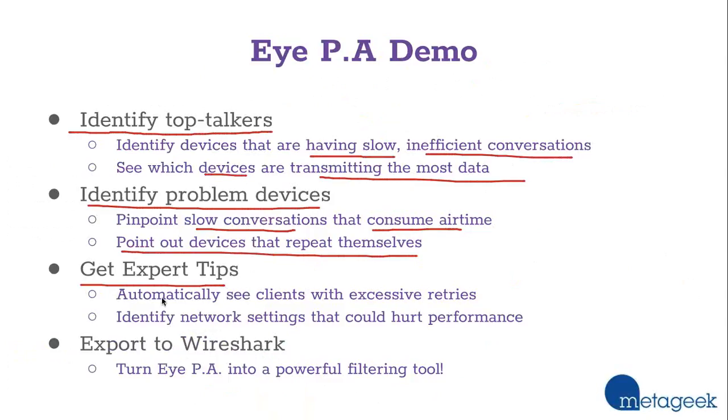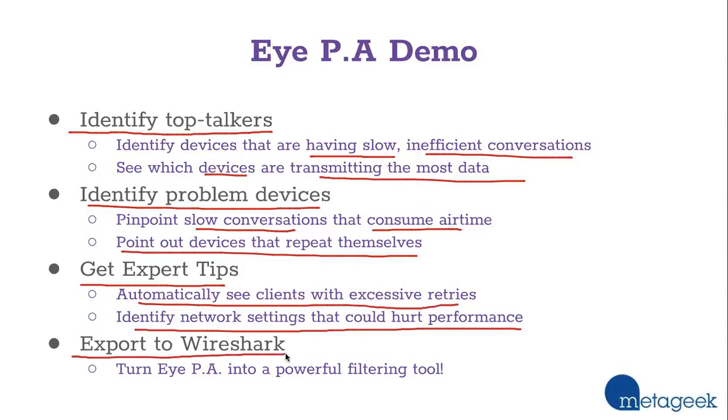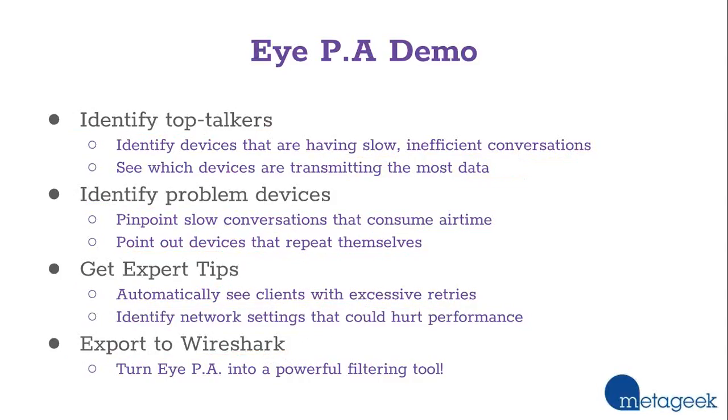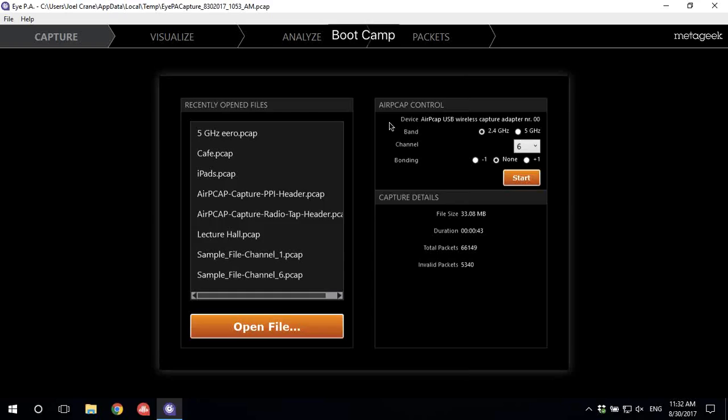It'll give you expert tips so you can automatically see those clients with excessive retries, and you can identify network settings that can hurt performance. You can also export anything to Wireshark. Like we said, we love Wireshark, and so we were able to maintain complete compatibility with Wireshark in IPA.